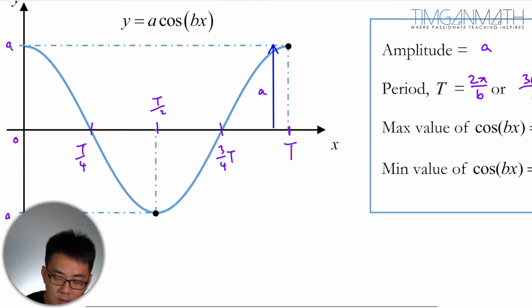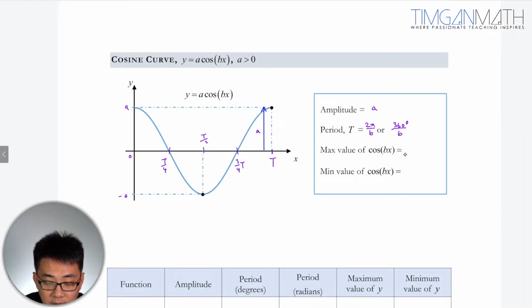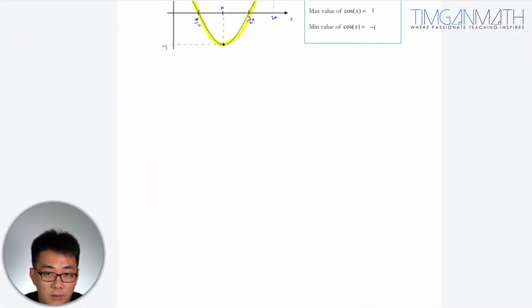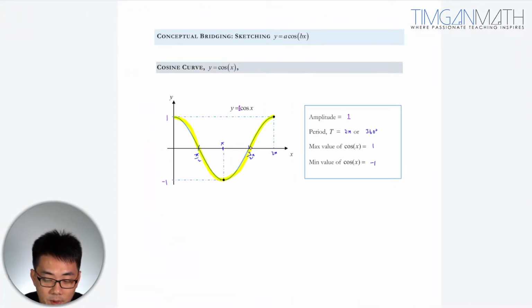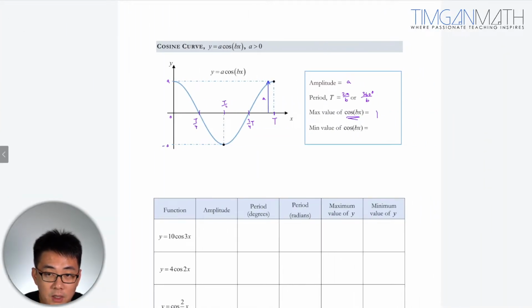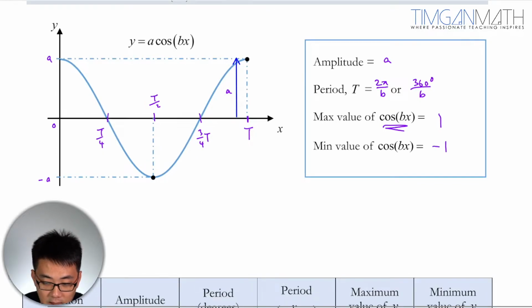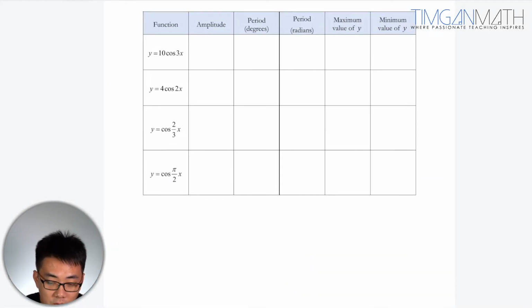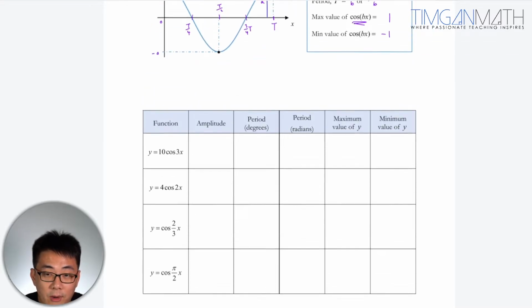The max and min values of cos bx are similar to those of the sine. The max is 1, because regardless of where bx is at, the maximum is 1. Cos bx also goes to negative 1, similar to the sine curve. So we're going to take some time to fill up this whole table here.